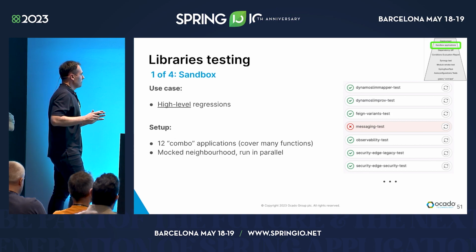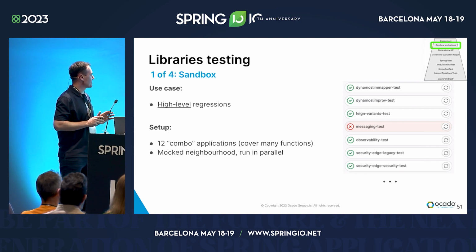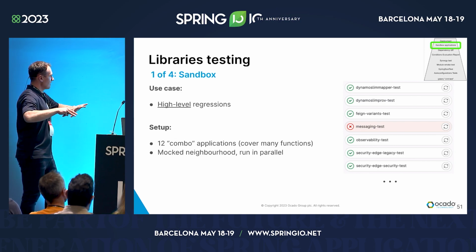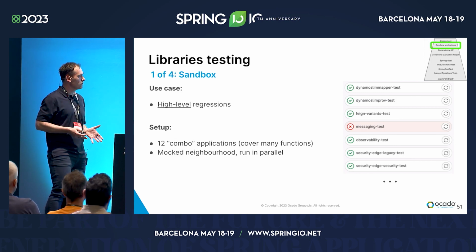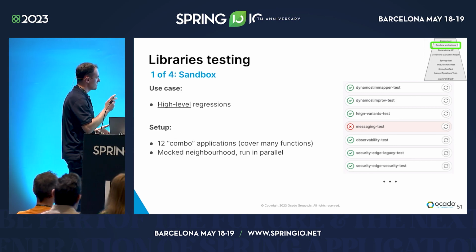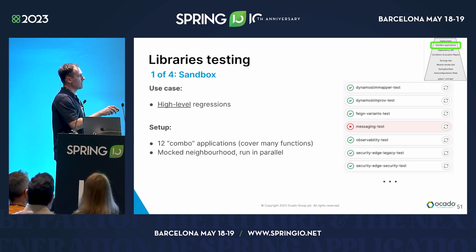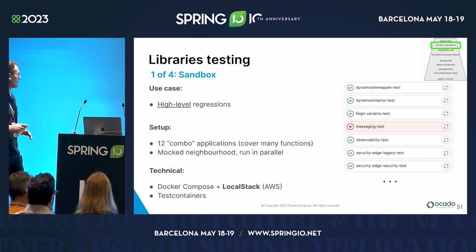We have 12 combo applications, maybe the size of Pet Clinic applications, or maybe smaller, that cover many features from our libraries, like mashups. We mock their neighborhood and test them in parallel, so we see very quickly that something's broken in the messaging. That usually happens after upgrading something from the AWS SDK or Spring Cloud AWS.